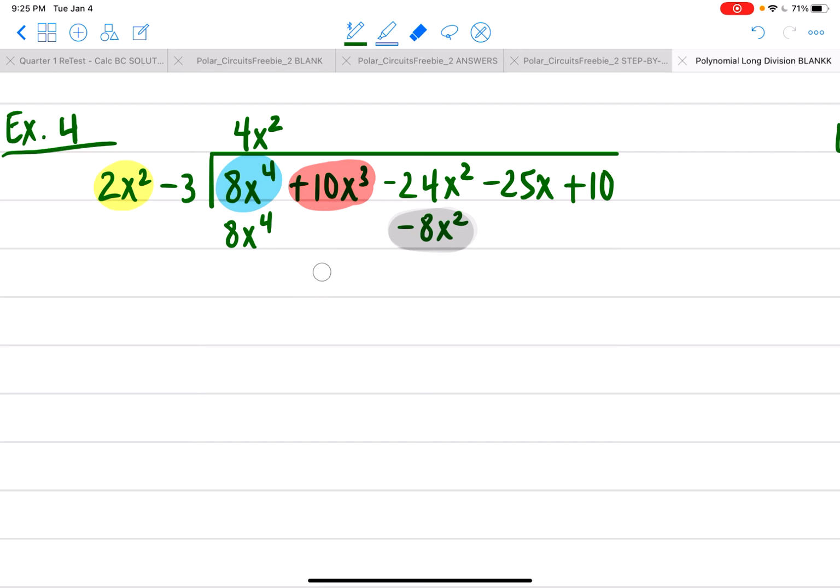So it's lined up with the x squared. Okay, so just keep that in mind when you're doing these problems. Put everything in parentheses and subtract. Here we go. When we subtract, this 10x cubed does actually come down. So 10x cubed comes down.